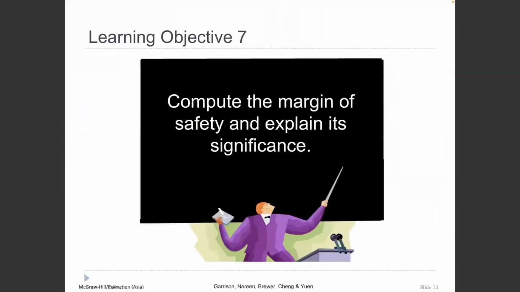Okay, so this is the second last one, the margin of safety. What does it mean by margin of safety?